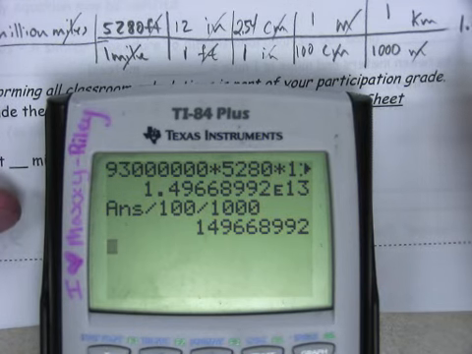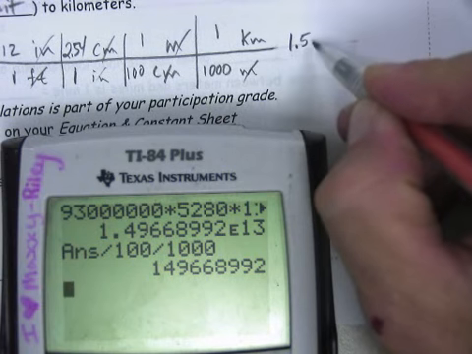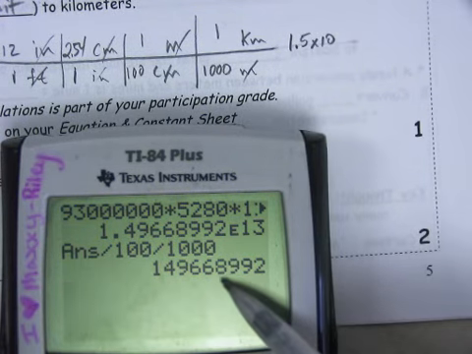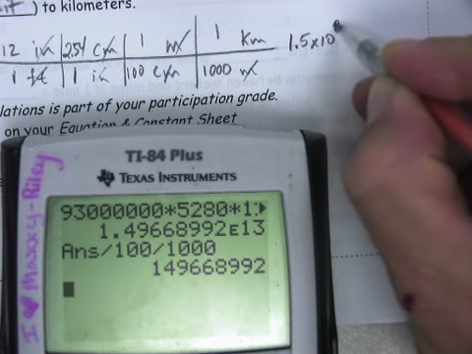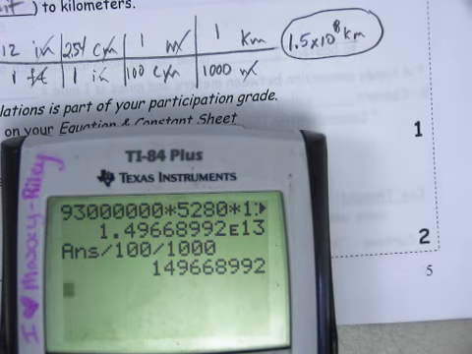So I'm going to round that, round the 4 up to a 5, and I'll write the answer over here. I'm going to put it in scientific notation. So that's going to be 1.5 times 10, and what is that going to be? There's 3, there's 6, 7, 8. So times 10 to the 8th, and that'll be kilometers, and there's your answer.